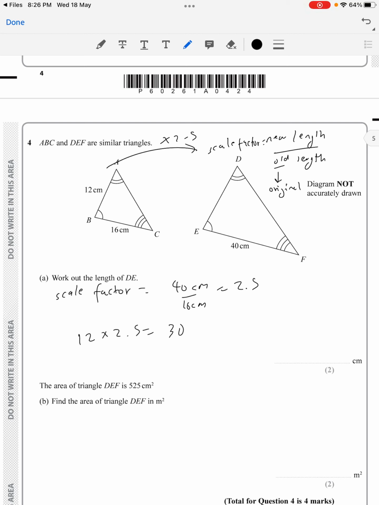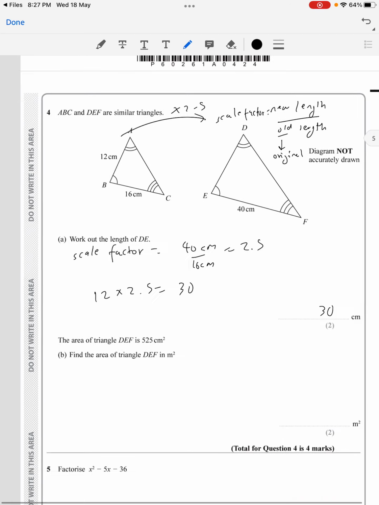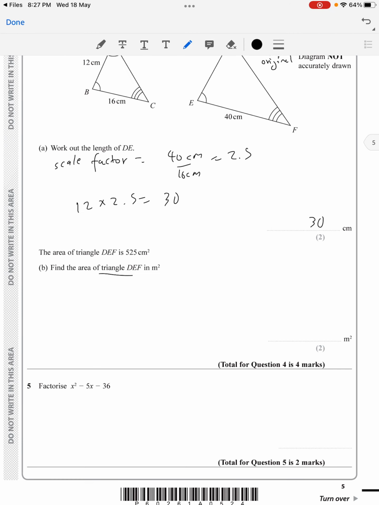This could be the original as well. So this is 30 centimeters. Find the area of the triangle in meters cubed.